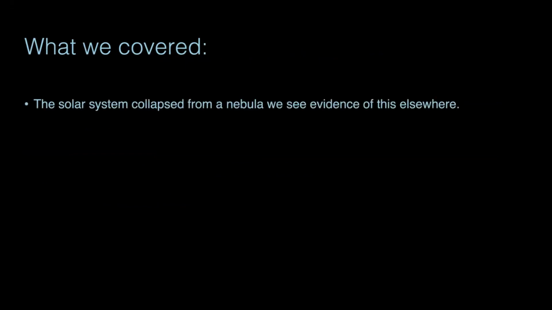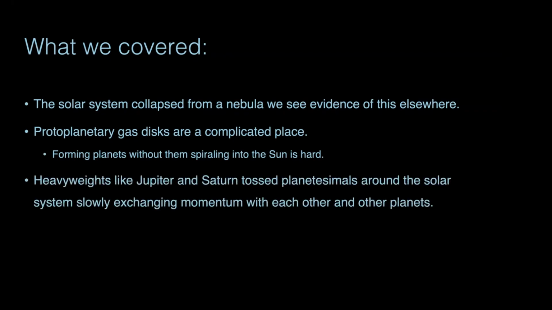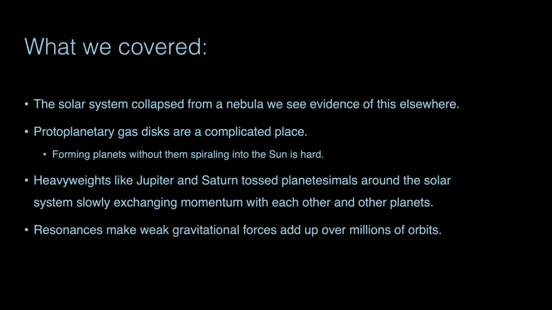So let me go back and tell you what we covered. The solar system collapsed from a nebula. We see evidence for this elsewhere in the universe, in our galaxy. Protoplanetary gas disks are a complicated place. Forming planets without them spiraling into the sun is hard. Heavyweights like Jupiter and Saturn tossed planetesimals around the solar system, slowly exchanging momentum with each other and other planets. And resonances make weak gravitational forces add up over millions of orbits.